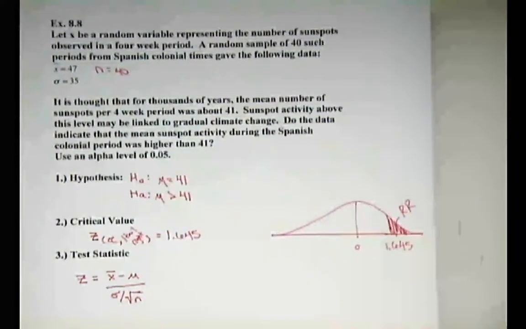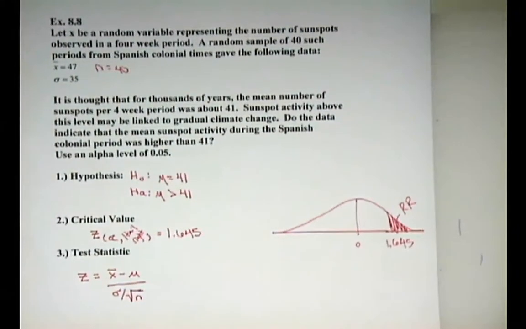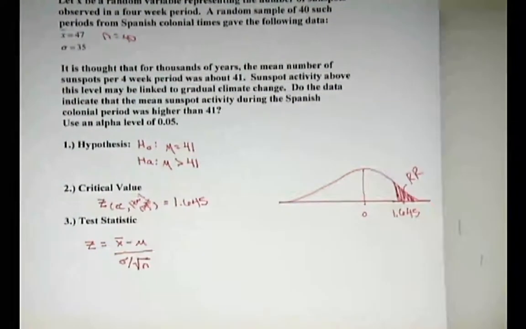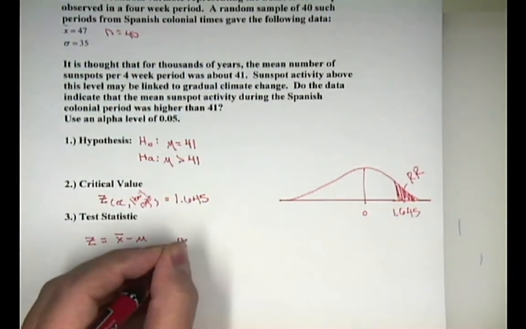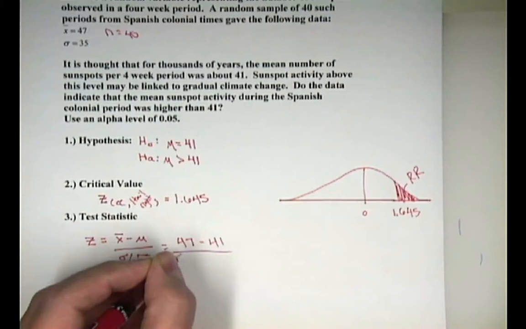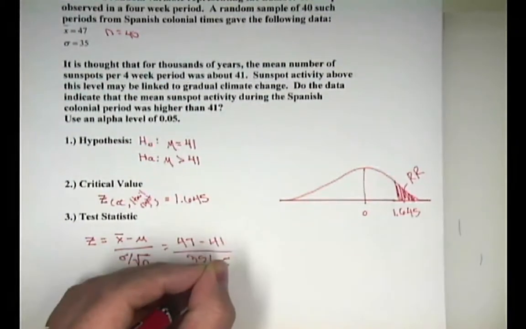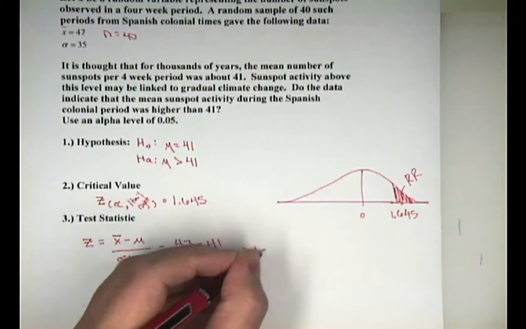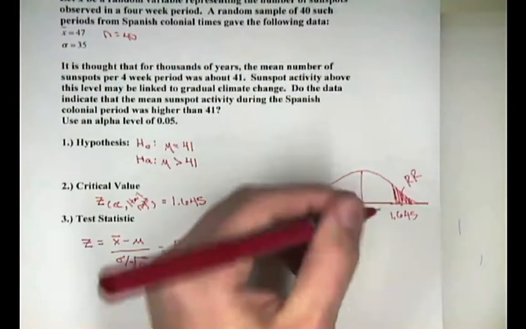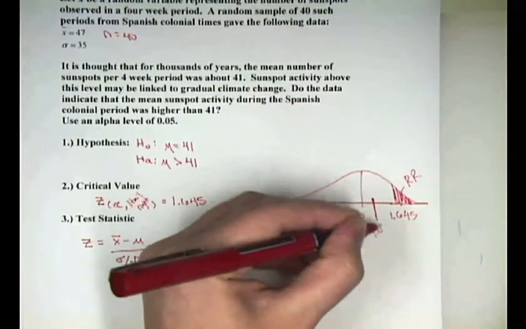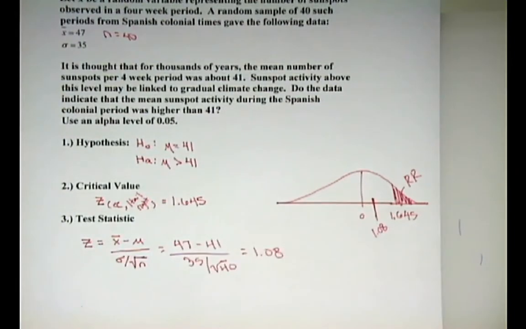Okay, again we're doing the critical value method in this example. And in this method, after you get your critical value and your rejection region set up, you need to calculate your test statistic. So 47 minus 41 divided by 35 divided by the square root of 40. And that's going to equal 1.08. And then you want to see, where does that test statistic fall in your picture? Does it fall in the rejection region, or does it fall not in the rejection region? Our test statistic falls somewhere right here, which is not in the rejection region.